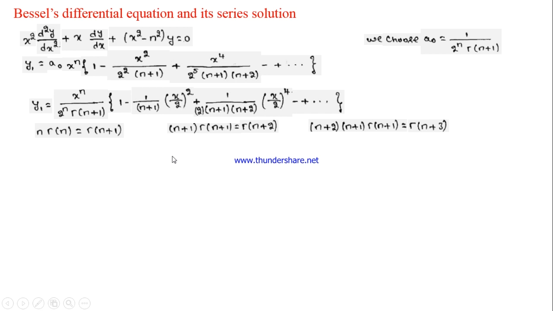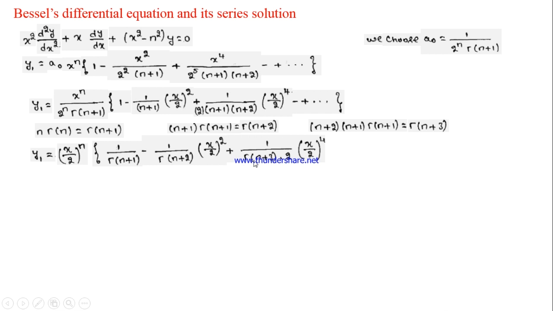Now, by substituting these expressions, y1 gives x by 2 power n times, take this gamma function inside, so it gives 1 by gamma of n plus 1 minus gamma of n plus 2 into x by 2 whole square plus gamma of n plus 3 into 2 x by 2 power 4 and so on.